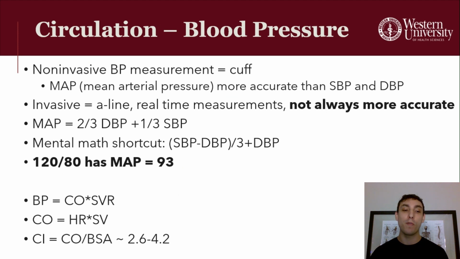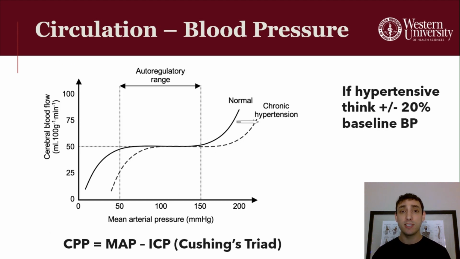So cardiac output over body surface area. And you expect this to be 2.6 to 4.2 in most patients. So this is the big money slide. If you're going to take away anything, it should be the information here.